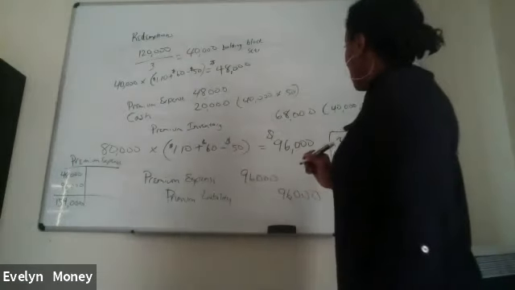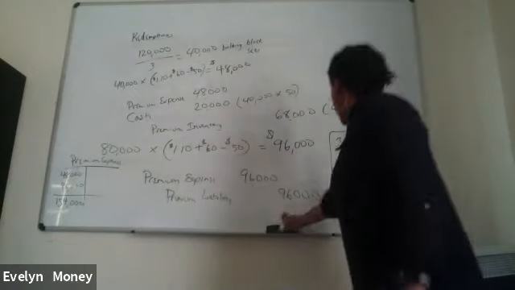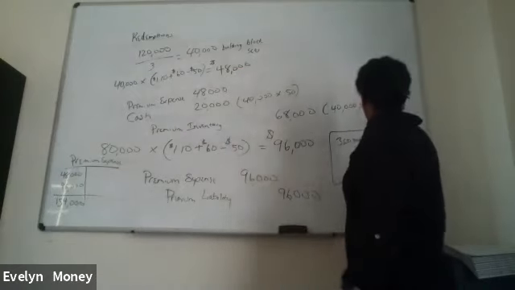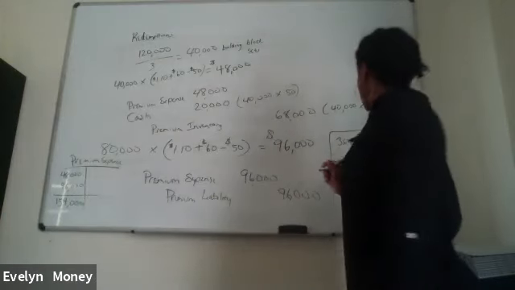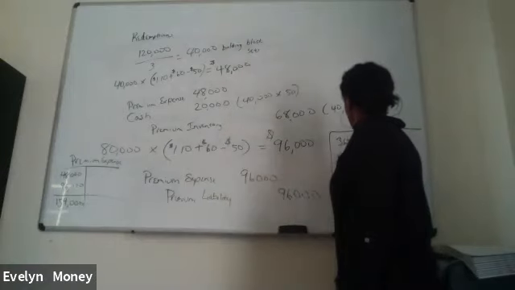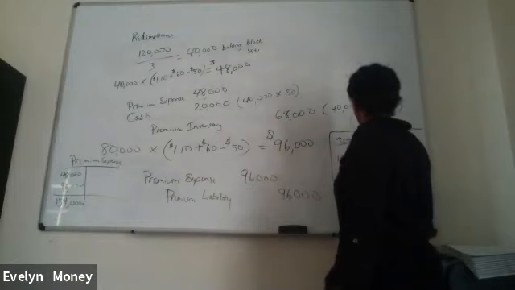120,000. I don't know how to divide. 6 divided by 3 is 2. 120,000. That 120,000 will then need to be plugged into this equation. So the 120,000 times the 110 plus the 60 minus the 50.